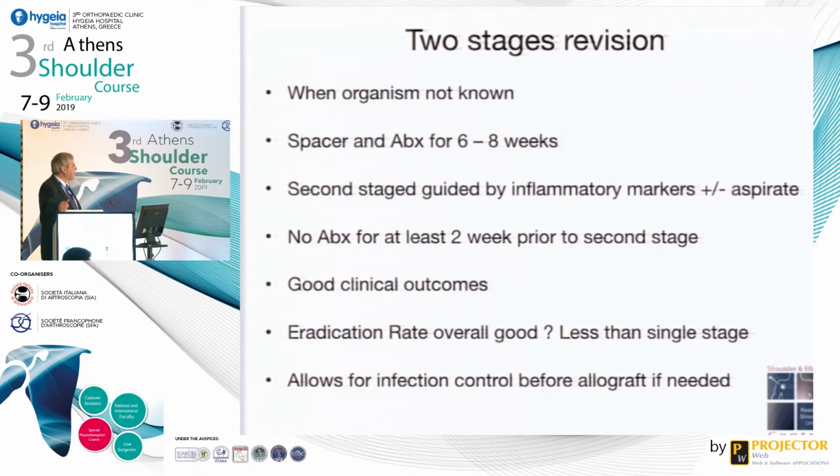Now, the two-stage is when the organism is not known. You have to keep the spacer and antibiotics for 6 to 8 weeks. The second stage is guided by the inflammatory markers and the aspirate. You can do first stage several times until it's clear, and only then do the second stage of reimplantation. You have to stop the antibiotics again 2 weeks before the second stage because you take specimens again.